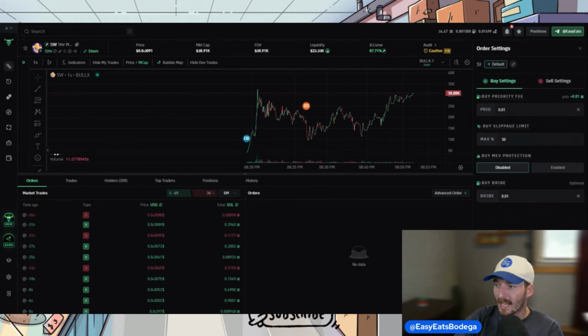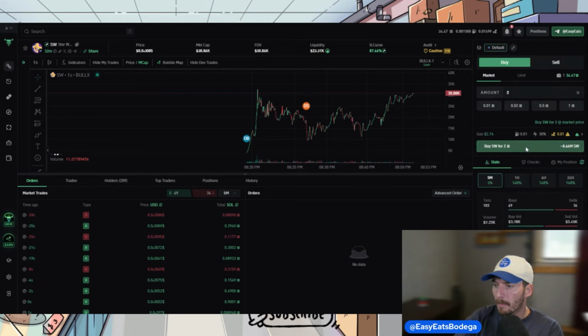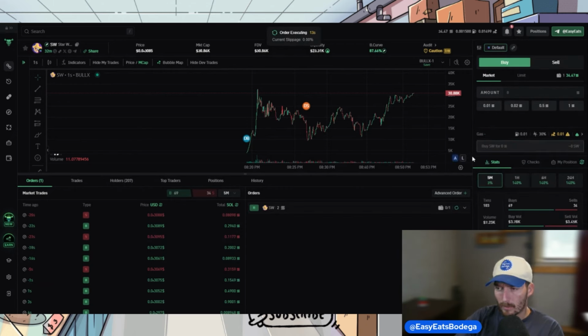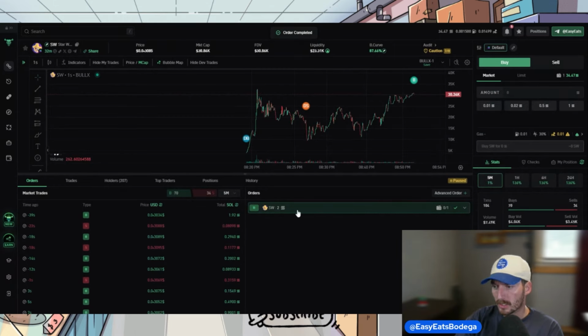We can adjust some things. I like to leave my slippage at 30 to try to get in. Prio fee, I leave at 1. And let's actually enable MEV protection here. So I'm going to buy 2 Sol right here. You like this? Transactions going through. We can see my orders right here just got filled for 2 SOL.